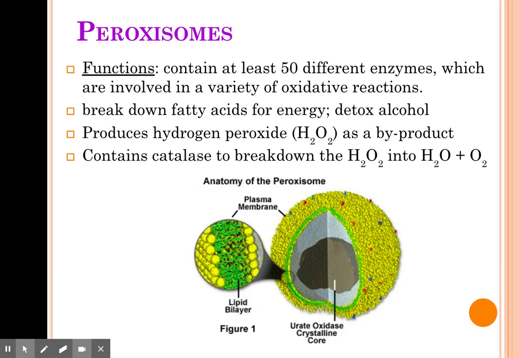of these reactions, and hydrogen peroxide can be bad. It can be dangerous to the cell. As you know, when you pour it on your cuts and stuff, it bubbles up. You don't want that happening in your cells. And so it also contains an enzyme called catalase to break that hydrogen peroxide down into water and oxygen. And yes, I know that's not balanced, but in the real world, it is a balanced equation. So you would have two H2O2s broken into two H2Os and an O2. And so that is kind of what peroxisomes do.